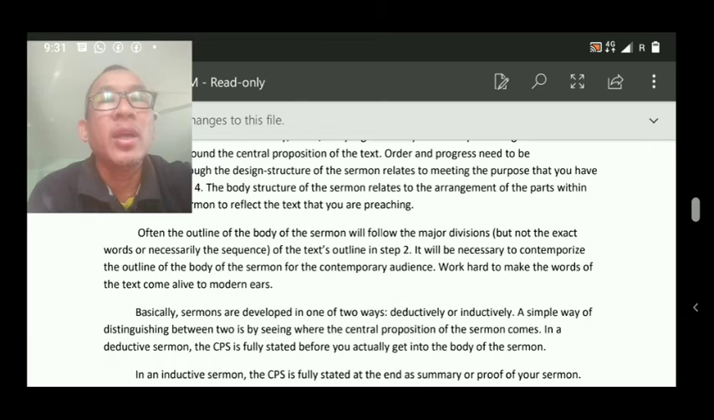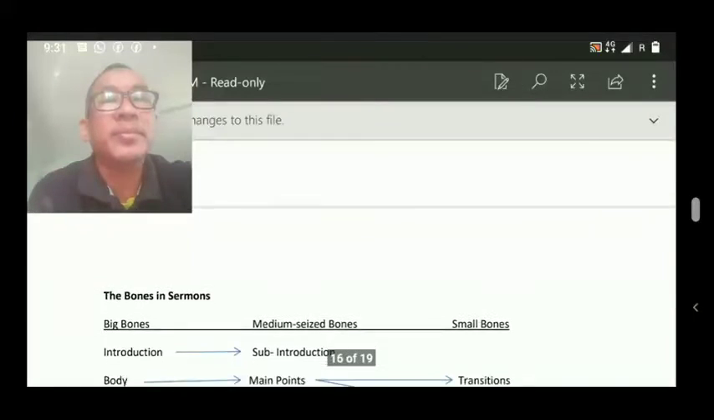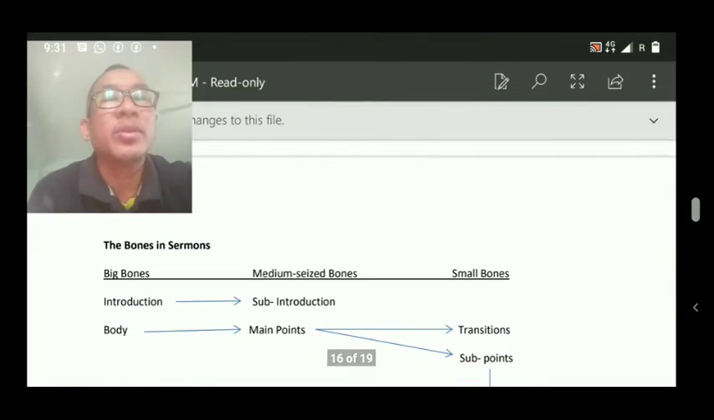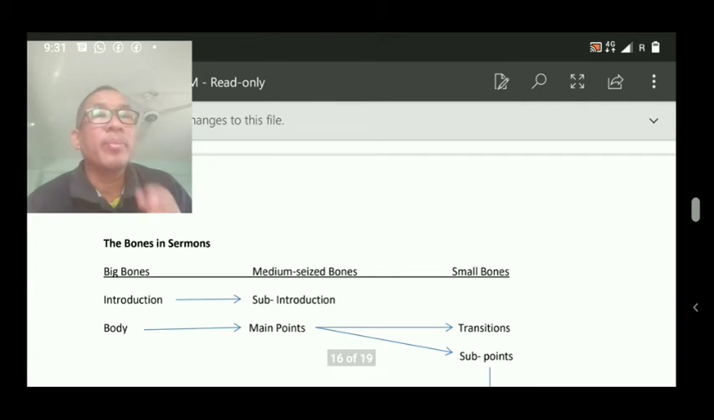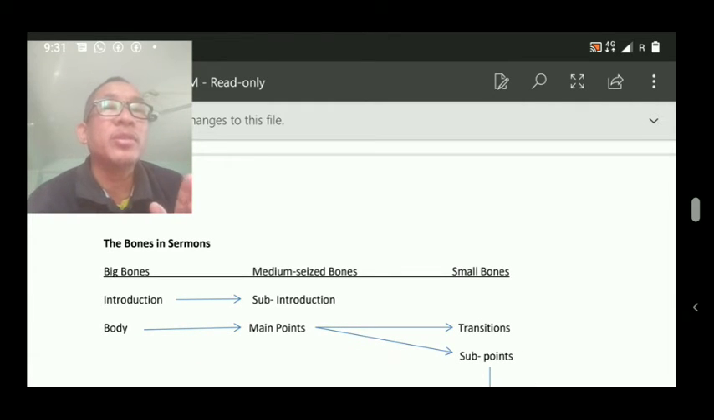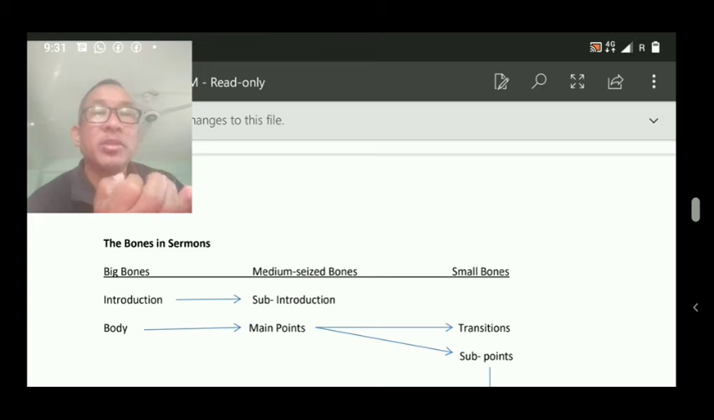Now come to your text. Now see, this is the bones of the sermon. Big bones are there, then the medium bones, and the small bones. The big bones are introduction, body, and conclusion. So these are the main big bones. Now these three have to be unified by your text.